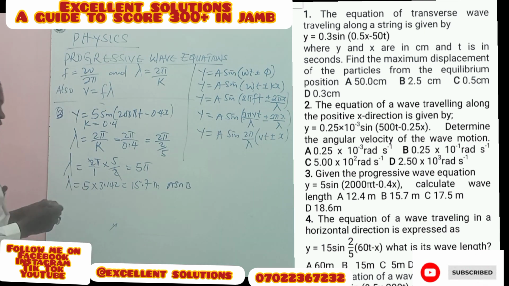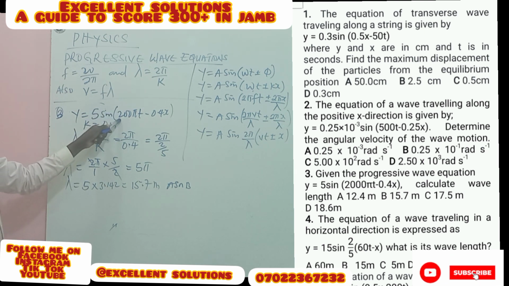But if you are asked to find the velocity, in this case for this wave, the amplitude is 5, the angular velocity omega is equal to 200 pi.